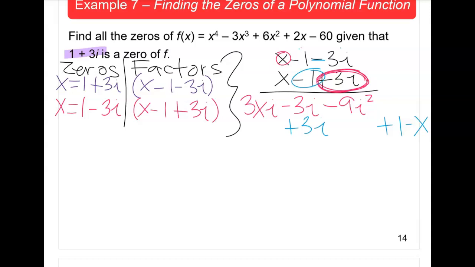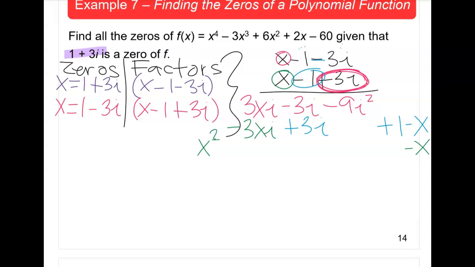Okay, and finally we have the x here. So x times negative 3i, that will be minus 3xi. x times negative 1 will be negative x. And then finally x times x will be x squared.